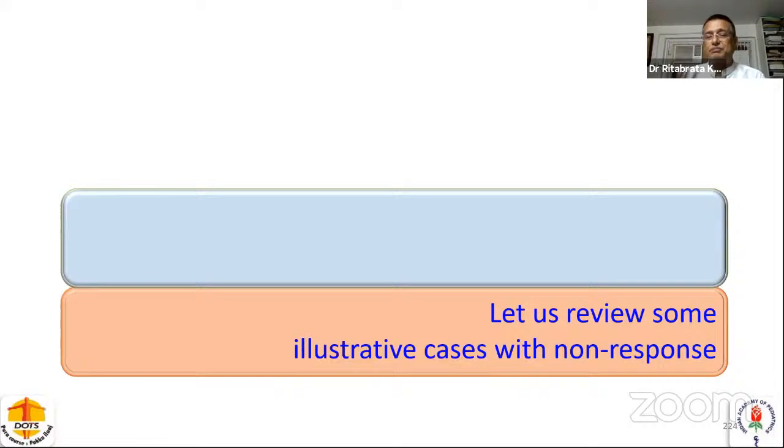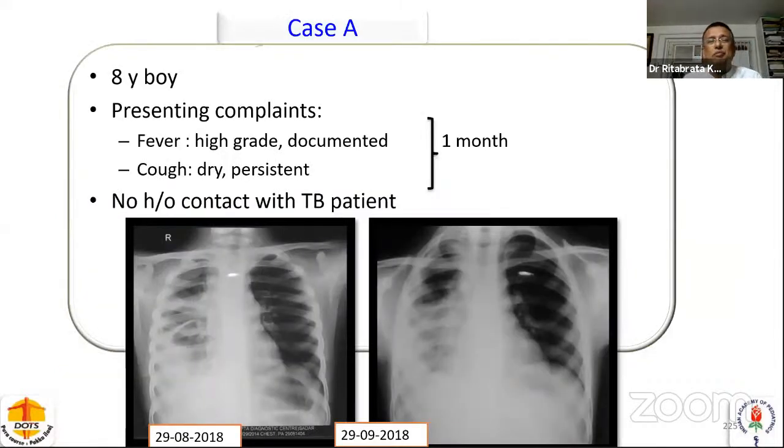So let us take an illustrative case. An 8-year-old boy has come with high-grade fever, which was documented, and dry cough persisting for the last 1 month. There was no history of contact with a TB patient. This was the first X-ray, which shows the right side of the lungs is involved. The lower part of the upper mid zone and lower zone of the lungs is involved. The costophrenic and cardiophrenic angles are obliterated, so there might be a collection of fluid.